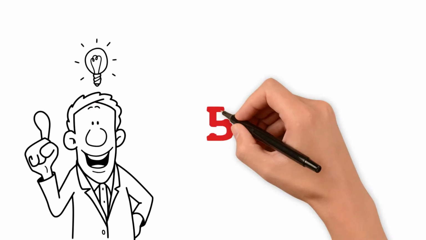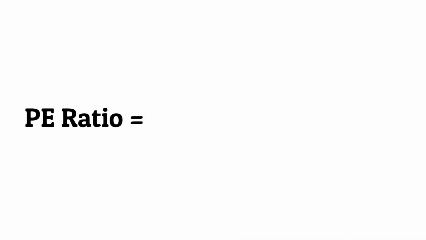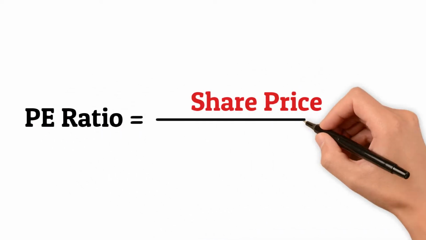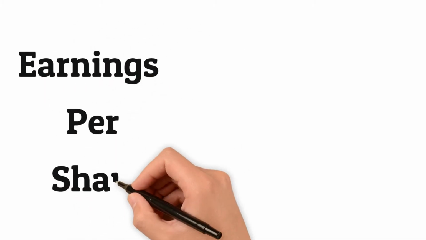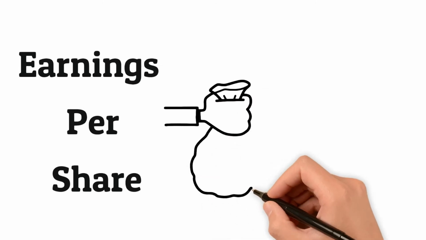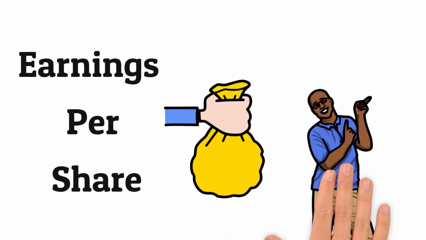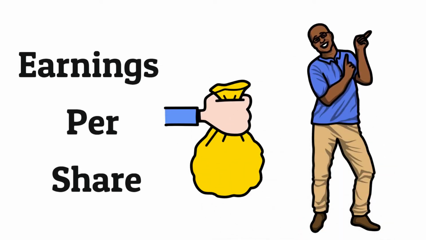Let's start with the basics. In the price-to-earnings ratio, at the top is the price, and at the bottom are the earnings per share. If you still don't know what earnings per share means, I will share an exclusive video about it at the right top of the screen, so you can watch it after this video.